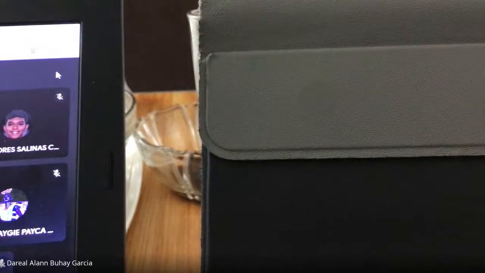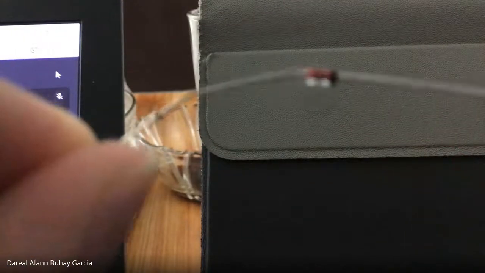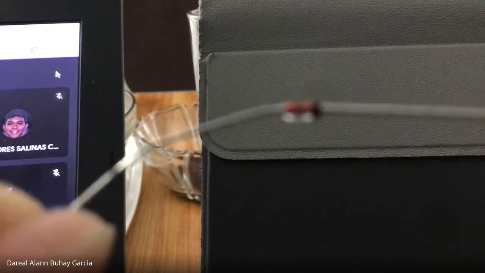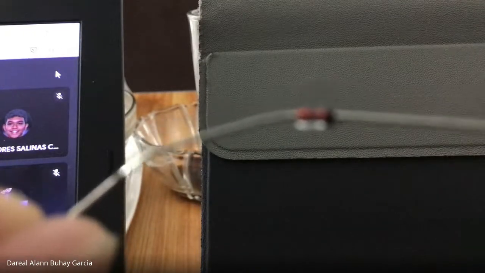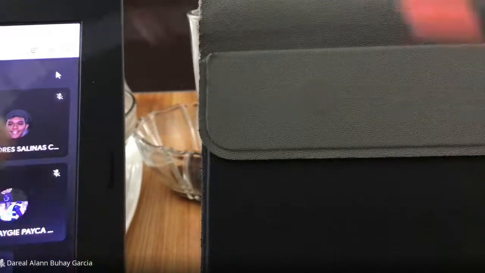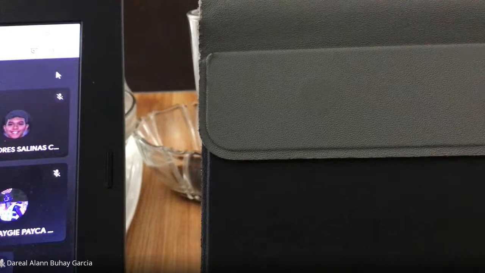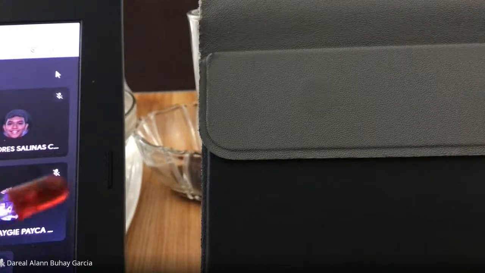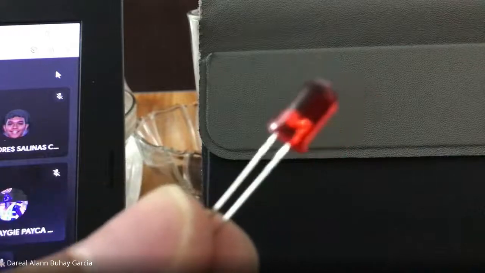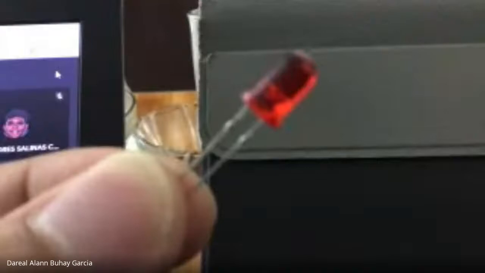Another type of diode is this one. Its casing is transparent plastic. That's also a diode. Technically, this is a Zener diode. And this one, what is this? LED, sir. Yeah, LED.